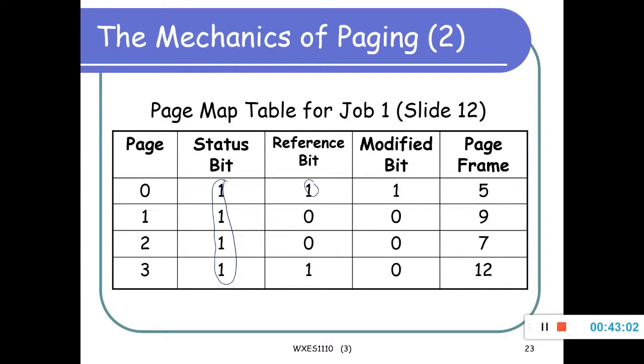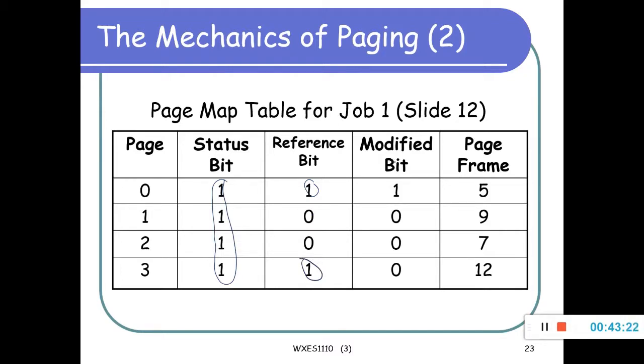The reference bit indicates whether a page has been referenced recently and is used by the LRU algorithm to determine which page should be swapped. So 1 means it is used recently, okay? 0 means it's not used recently, so this will be swapped out. Those used recently will not be swapped out.